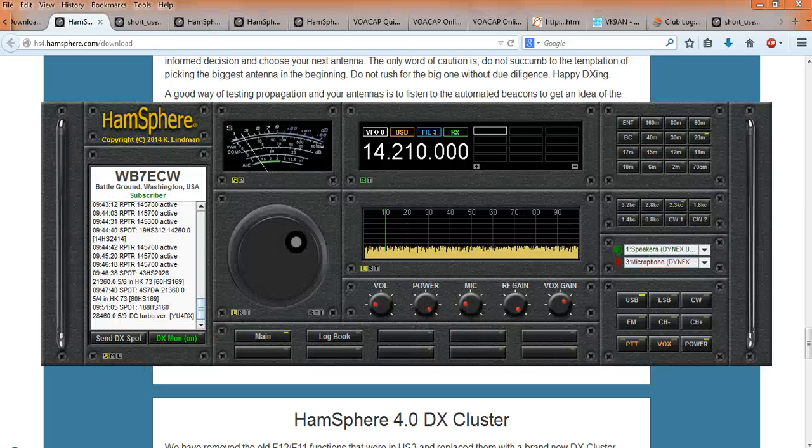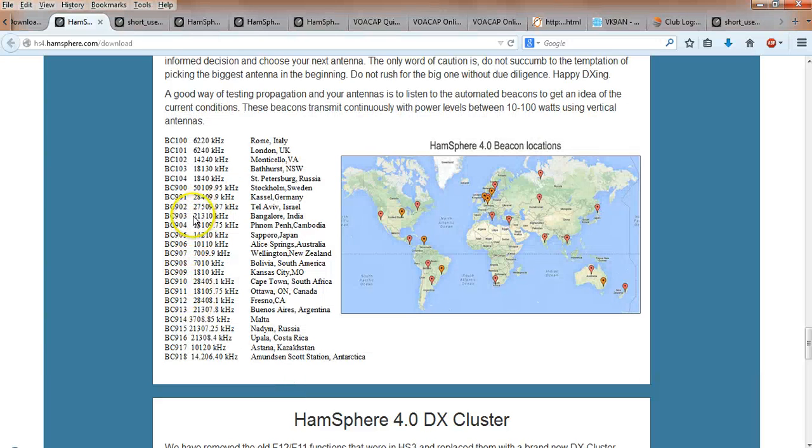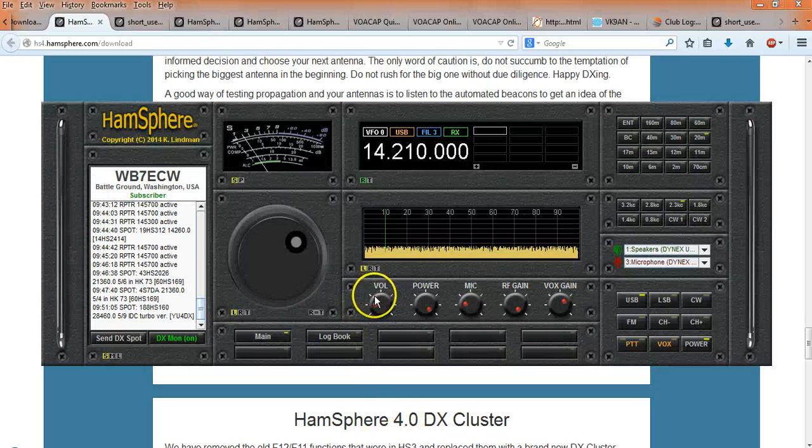And for instance, if I go to that frequency, 14.210, and I tune into it, if you listen very, very carefully, you can hear some Morse code in there. It's so weak right now that there's not even a signal spike, but it's there. So that indicates that I am able to hear Japan on this band at this time.